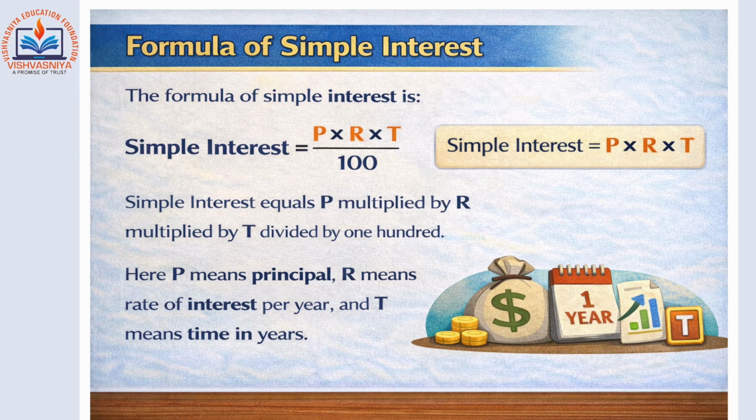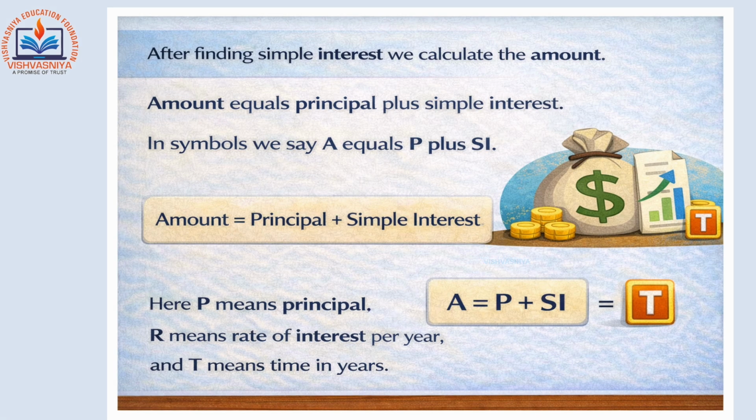The formula of simple interest is simple interest equals P multiplied by R multiplied by T divided by 100. Here P means principal, R means rate of interest per year, and T means time in years. After finding simple interest, we calculate the amount. Amount equals principal plus simple interest. In symbols we say A equals P plus SI.